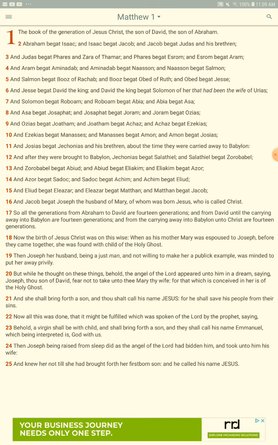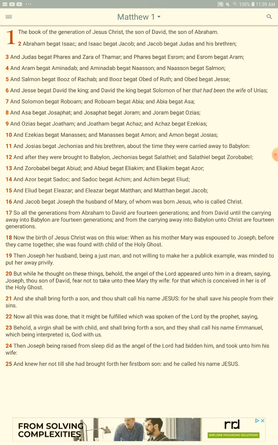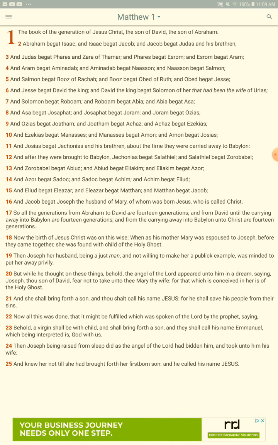We go all the way down to the sixth verse. Jesse begot David the king, and David begot Solomon of her that had been the wife of Uriah. So you know Bathsheba was Solomon's mother, and this is Yahweh Shah's genealogy. We're going to skip down to the 16th verse, and you can go back and read the entire genealogy later. It says, Jacob begot Joseph, the husband of Mary, of whom was born Yahweh Shah, who is called Mashiach. That is how we get down to Yahweh Shah.